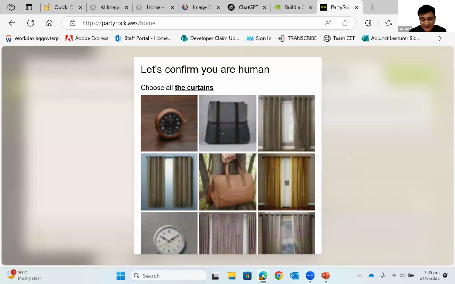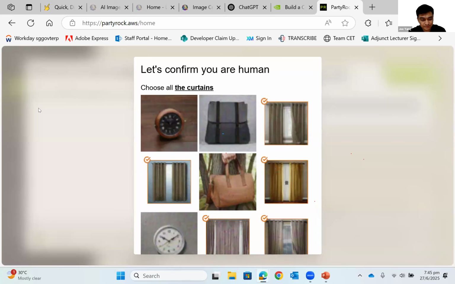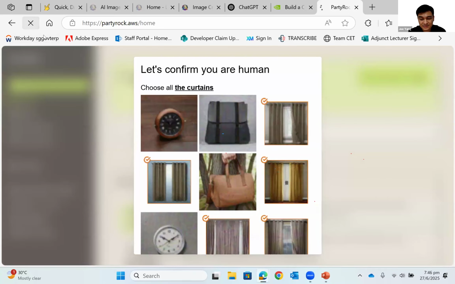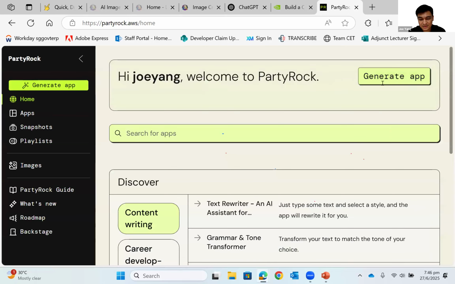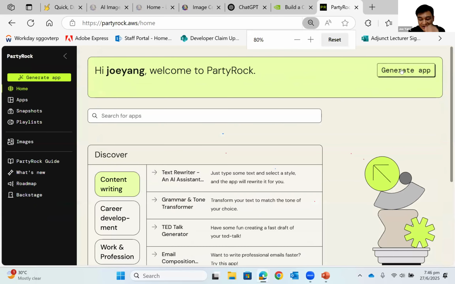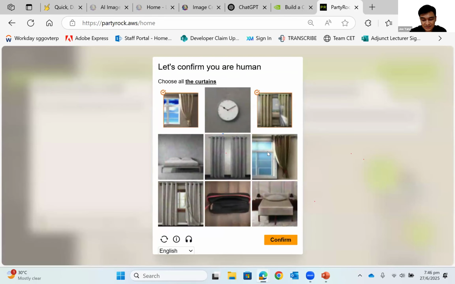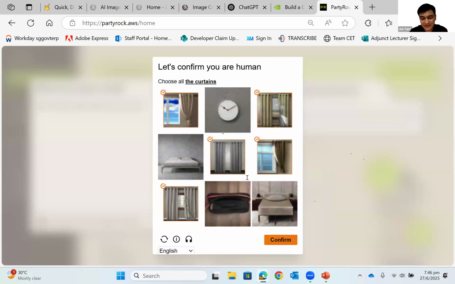Of course, you have to confirm you are a human being. Okay, I chose wrongly. You need to make it smaller. Give me a while. Okay, so right, I will generate the app. I want to build an app that plans the travel for me. Okay, done. Previously I couldn't click confirm, that's why now I can confirm already.